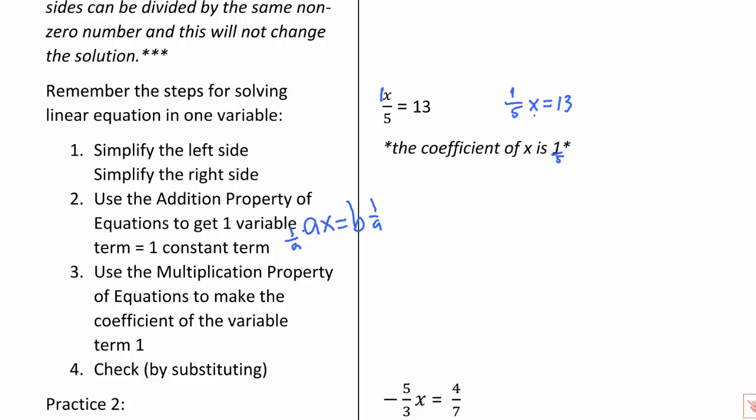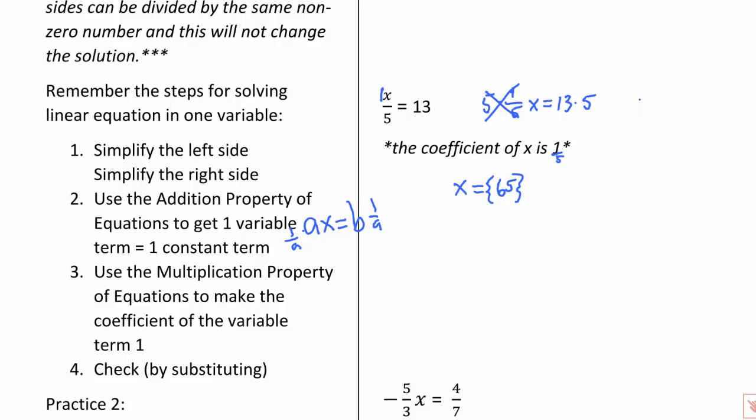Now, to get rid of 1/5, I need to multiply by the reciprocal. And the reciprocal of 1/5 is 5. So I'm just going to multiply both sides by 5. The left-hand side is going to be x. The right-hand side is 13 times 5. That's 65. That means that the solution set is going to be 65.